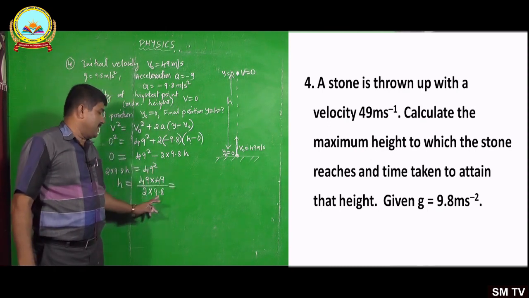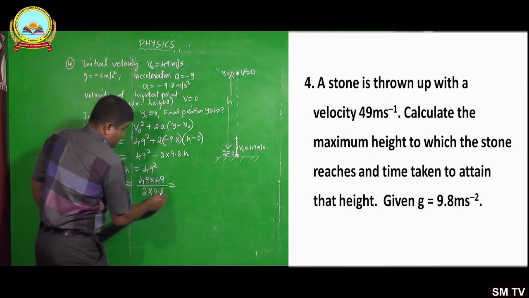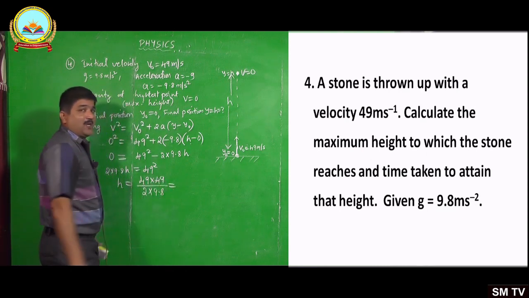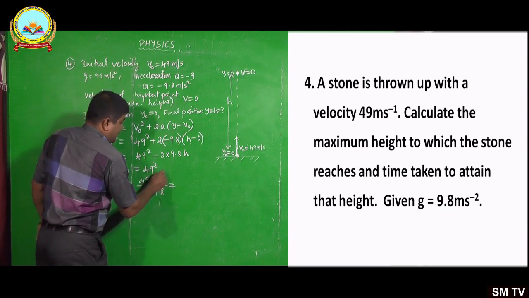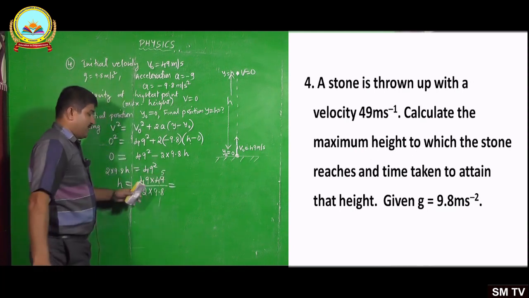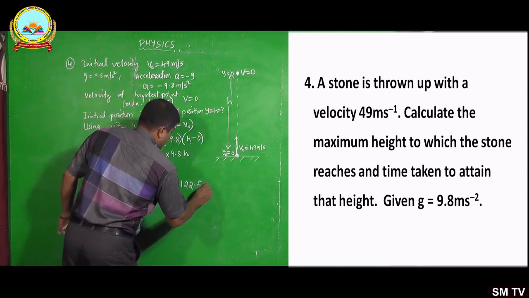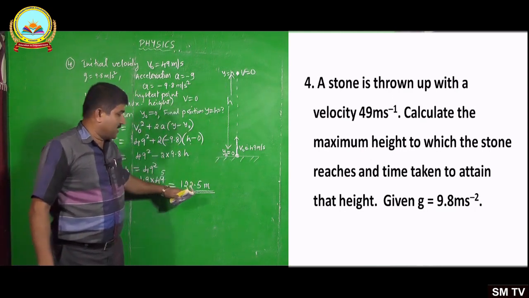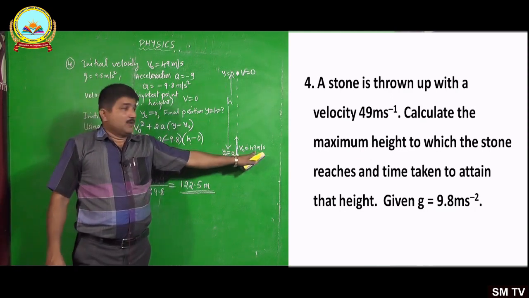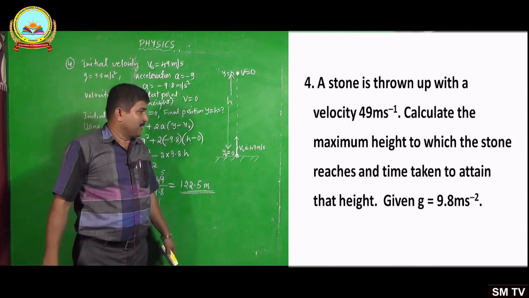Then divided by 19.6. So you can get the answer. Otherwise you can cancel here, the multiples are there. 49 is a multiple of 9.8. So 49 divided by 9.8 is 5 exactly. 49 into 5, 245, divided by 2, it comes 122.5 meter. That means the stone reaches a maximum height of this much when thrown upward with a velocity of 49 meter per second.